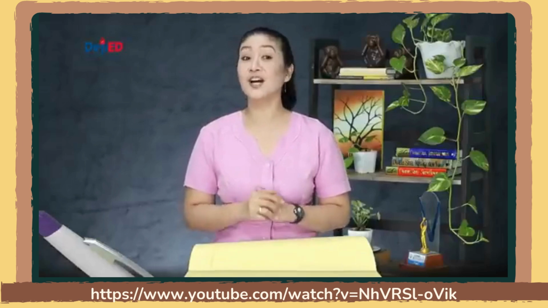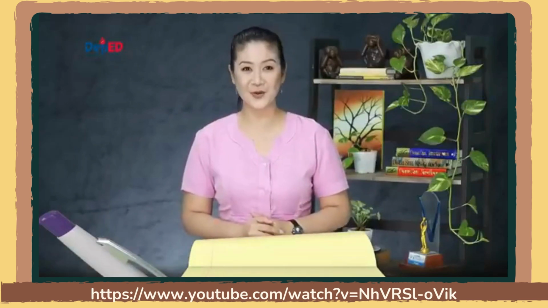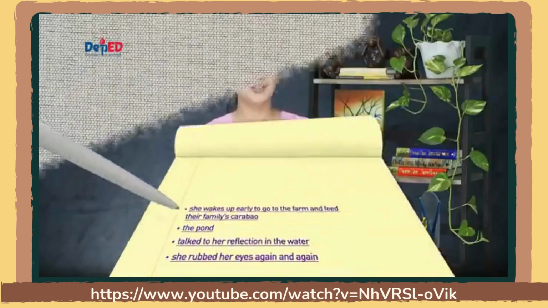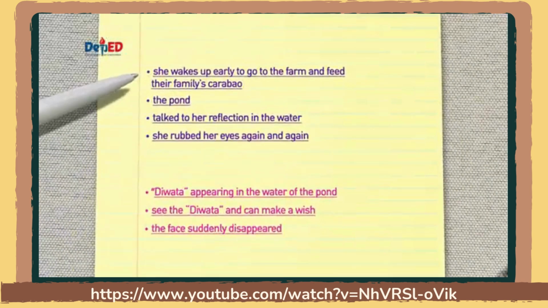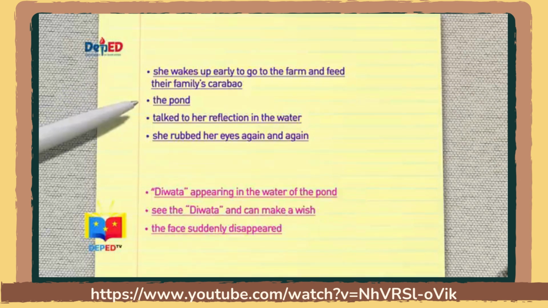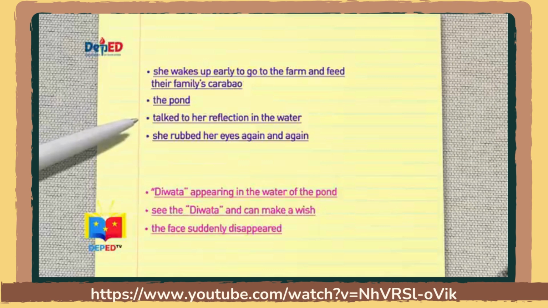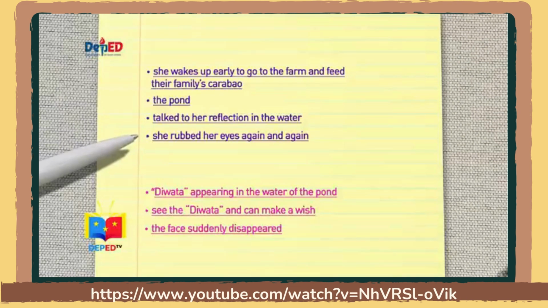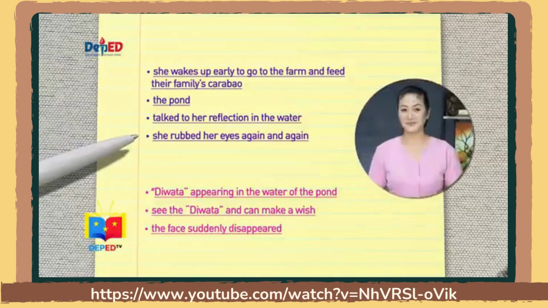A while ago, I asked you to take note of the underlined phrases found in the story. Let us read the following underlined phrases. Number 1, she wakes up early to go to the farm and feed their family's carabao. Number 2, the pond. Number 3, talk to her reflection in the water. Number 4, she rubbed her eyes again and again.